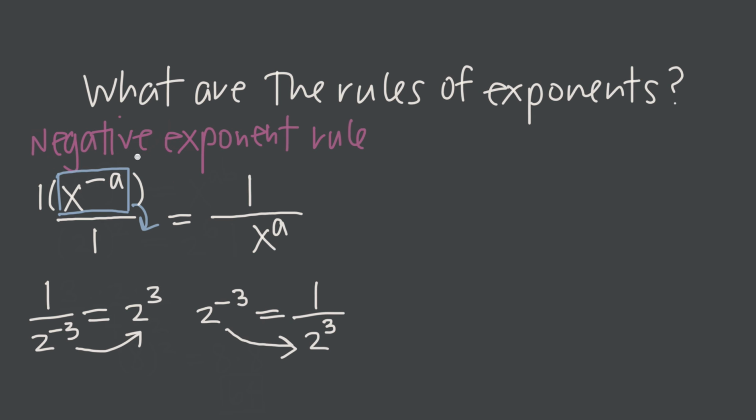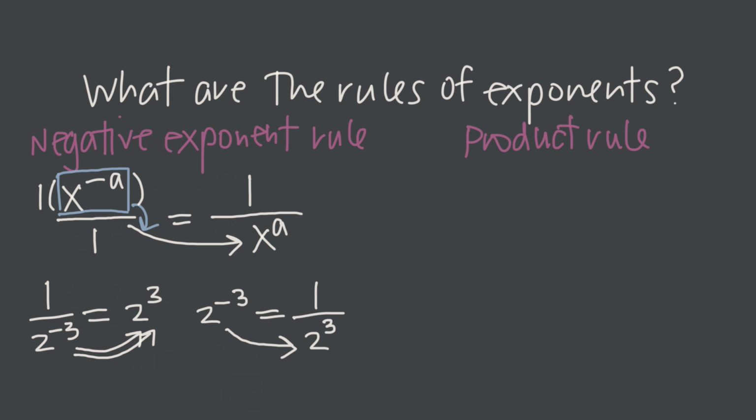So whenever you use the negative exponent rule, just remember that if you have a negative exponent in the numerator, you can make it positive by moving it to the denominator. And when you have a negative exponent in the denominator, you can make it positive by moving it to the numerator. The next one is the product rule. So the product rule for exponents. And with this one, what you're going to want to do is add your exponents.